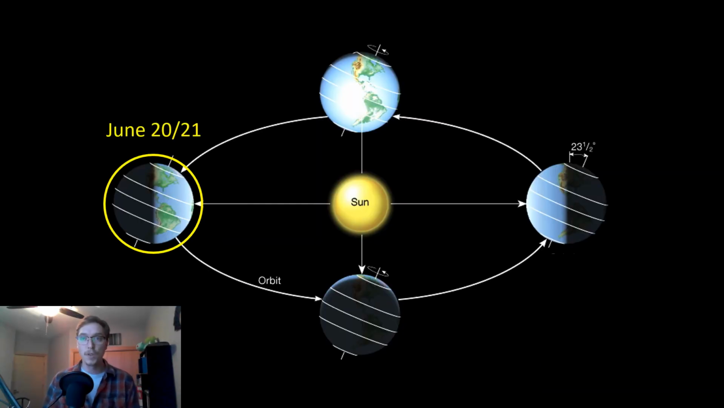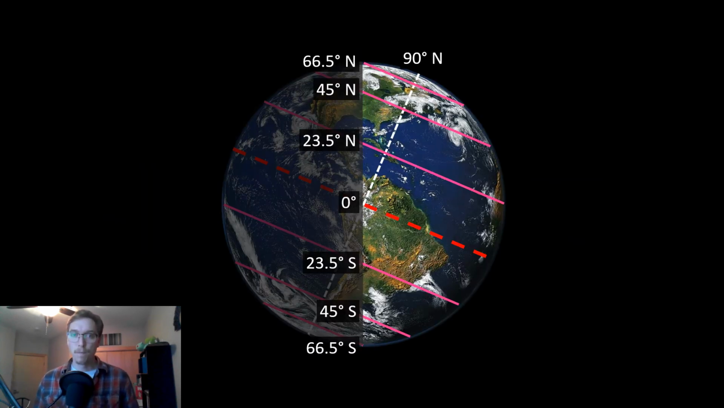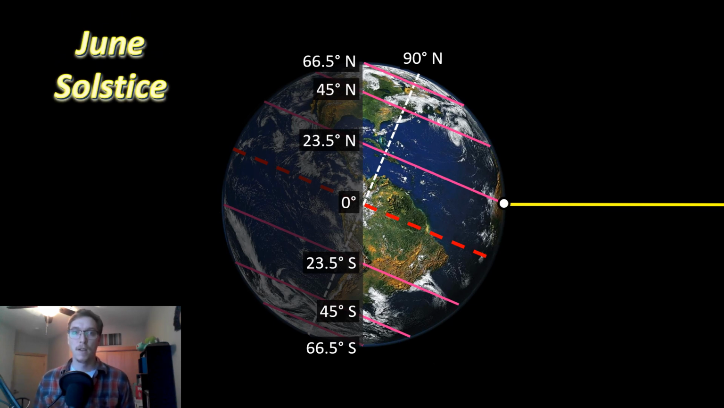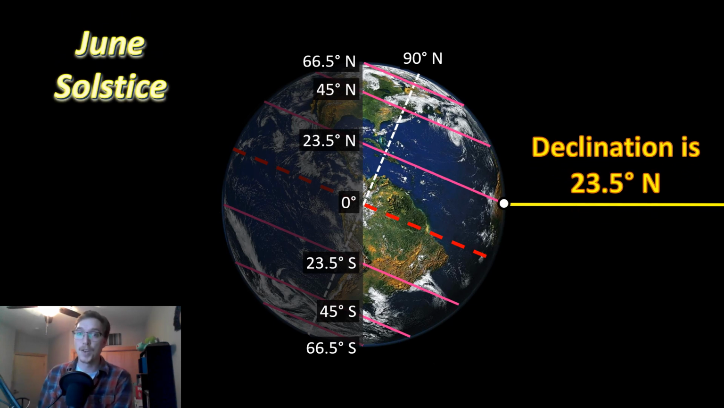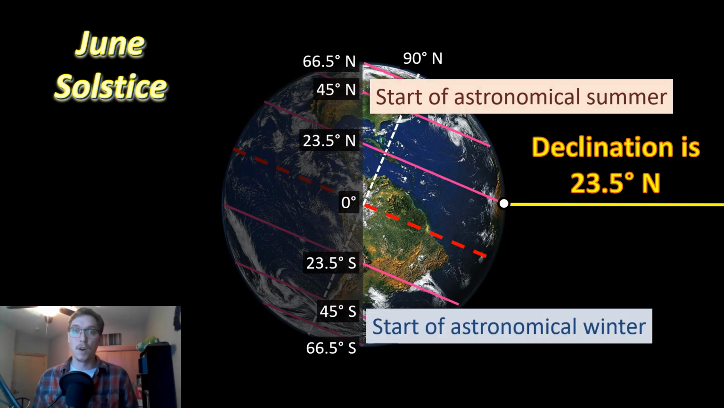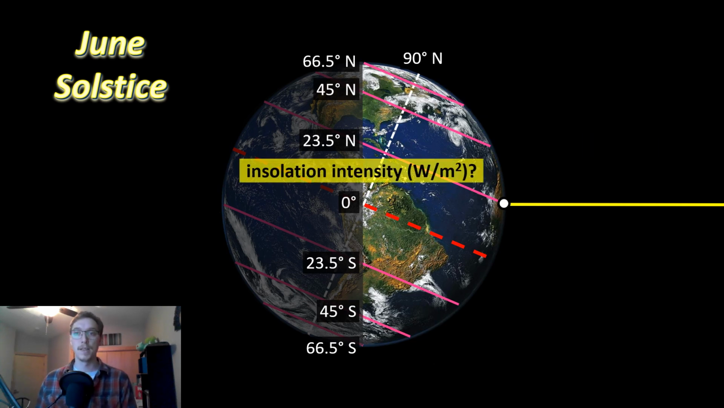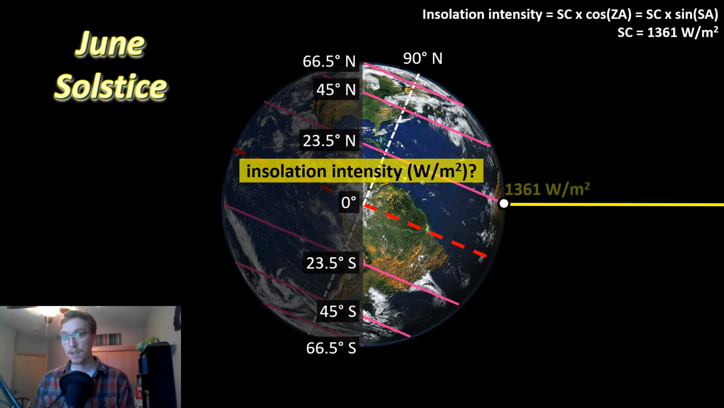Now, if we move to June 20th, 21st, the June solstice, see all these here again. Declination is 23.5 degrees north. Start of our astronomical summer in the northern hemisphere, astronomical winter in the southern hemisphere. Insolation intensity at the subsolar point is 1,361. We're just stepping backwards relative to what it was in the December solstice.